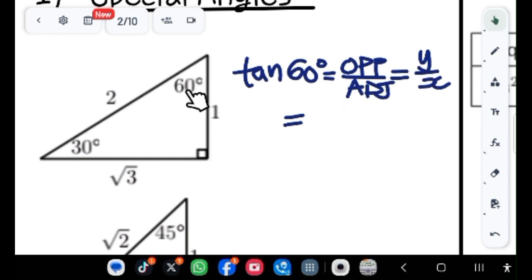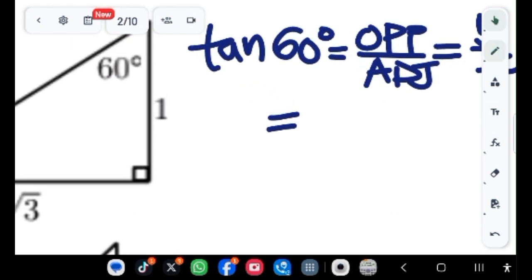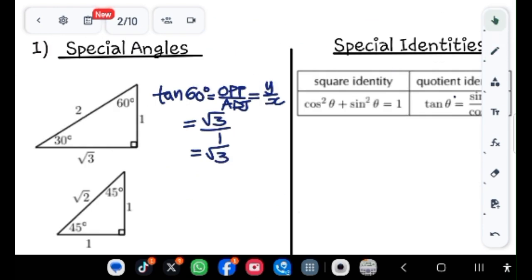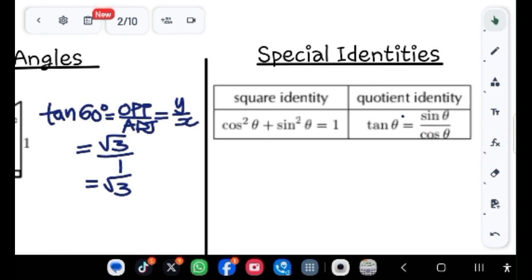So the side opposite the angle 60 degrees in this triangle is square root of 3 over the side adjacent, which is 1, and that gives us simply the square root of 3. That's the answer, and that's how you do that without a calculator. Now let's look at special identities.